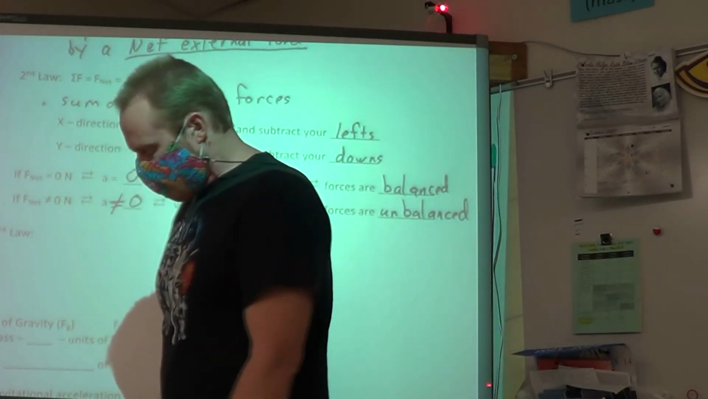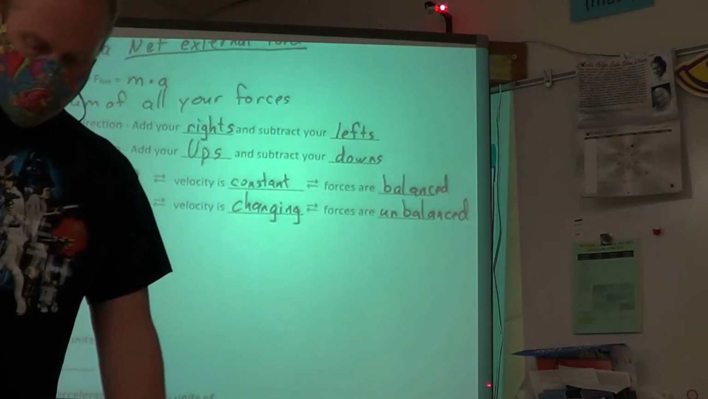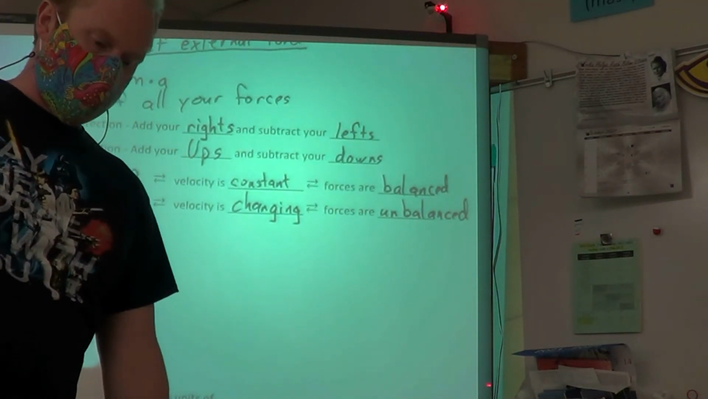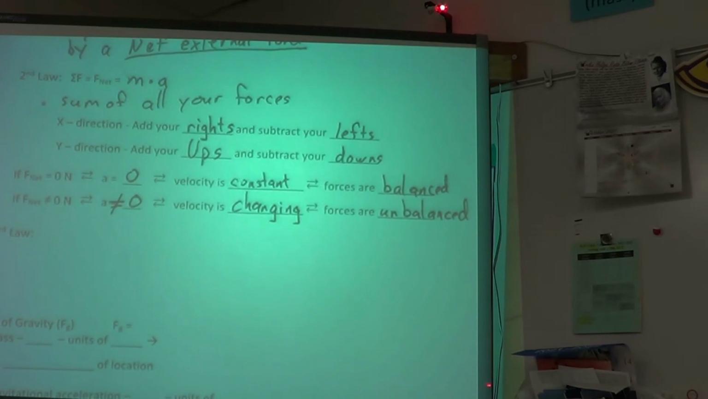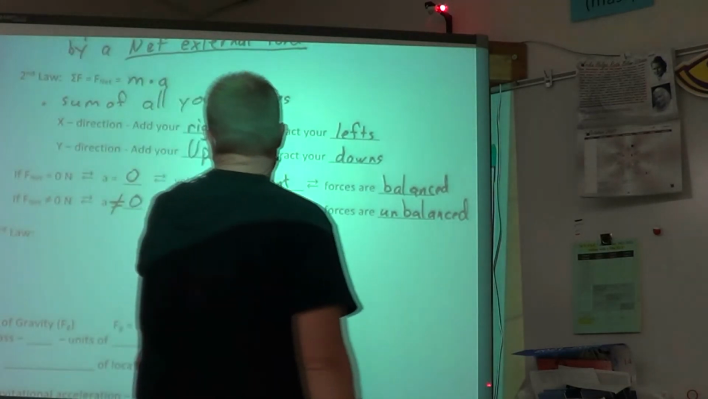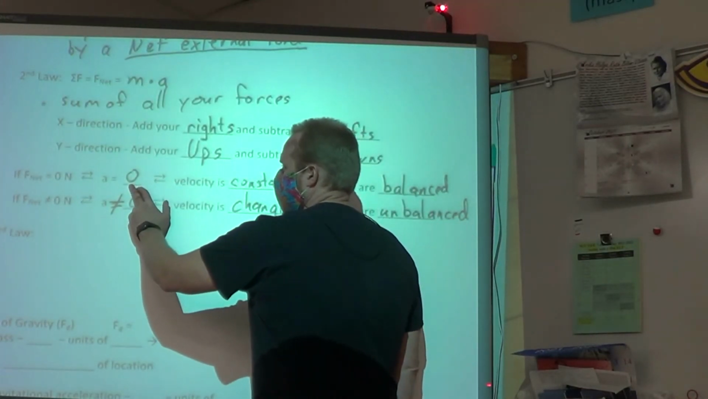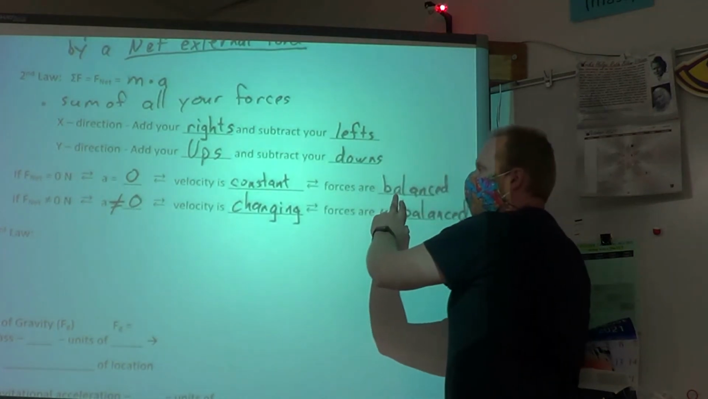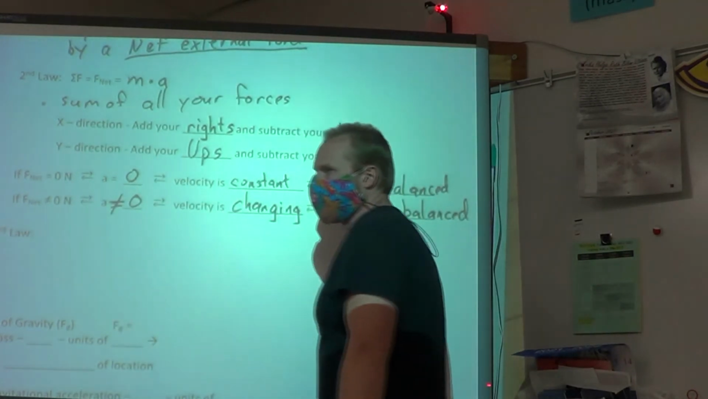My bowling ball is pretty close to constant velocity. The velocity of that bowling ball is relatively constant. Let's make the assumption it is constant. If your velocity is constant, that means my acceleration is 0, which means my forces are balanced, which means my F net is 0.